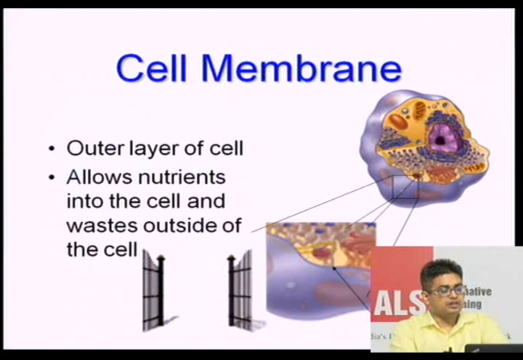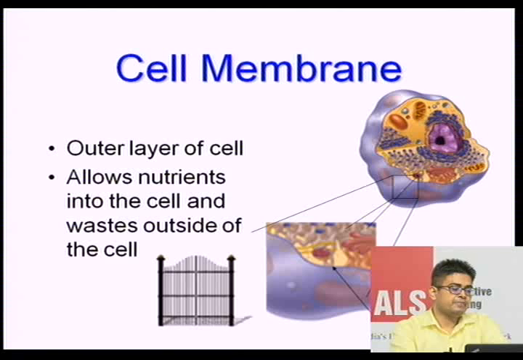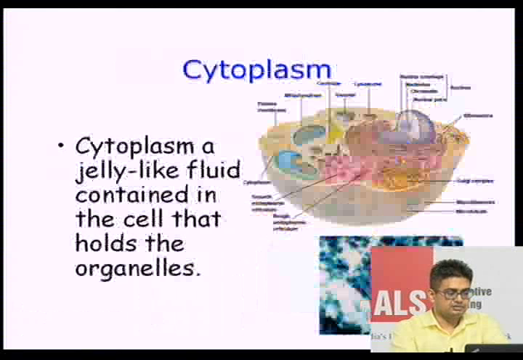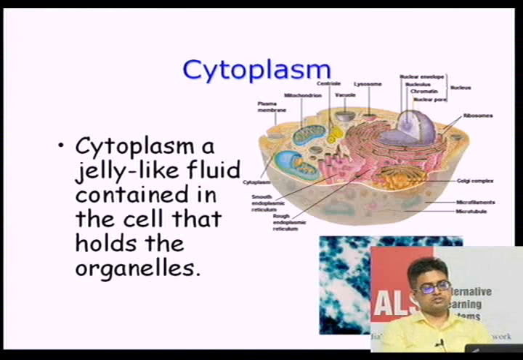It's a gateway, just like there is a door in your classroom. So it's a gateway for things to enter. It's an outer barrier. So it's a gate into the city, or into the eukaryotic cell, the plasma membrane. Then what's found inside? Inside we see the cytoplasm. It's a jelly-like fluid contained in the cell which holds the organelles.